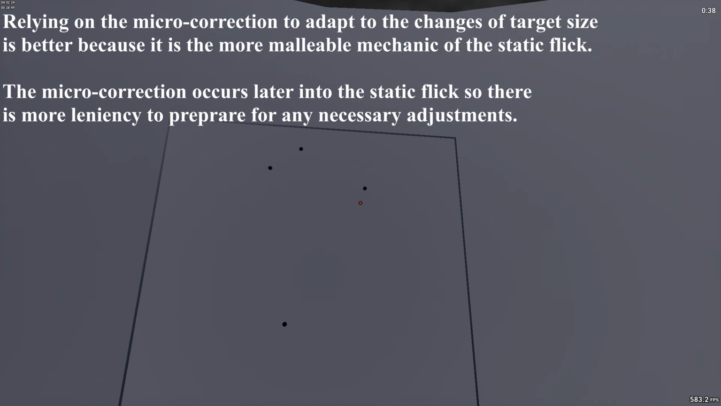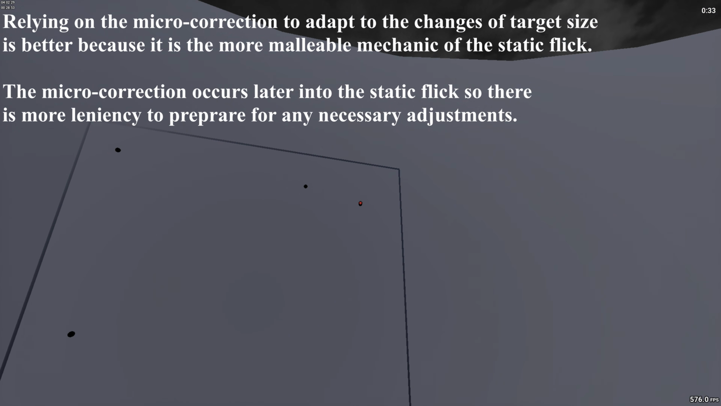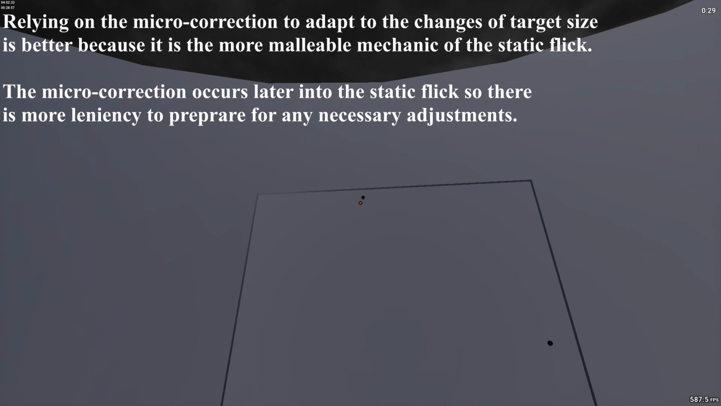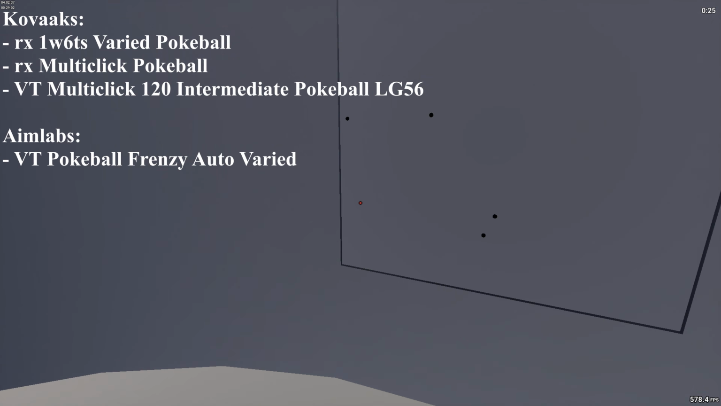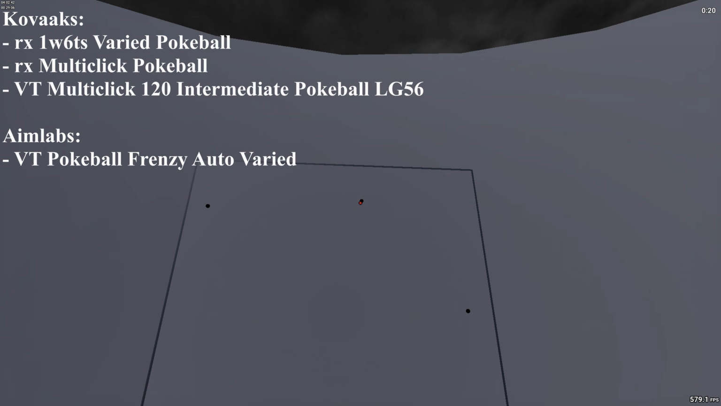So by practicing keeping the distance we underflick the target consistent, it will help reaffirm the universal application of our underflick. We want Pokeball scenarios with differing sized targets, so I recommend RX 1 or 6 target small varied Pokeball, RX multi-click Pokeball, and VT multi-click 120 intermediate Pokeball as good examples.